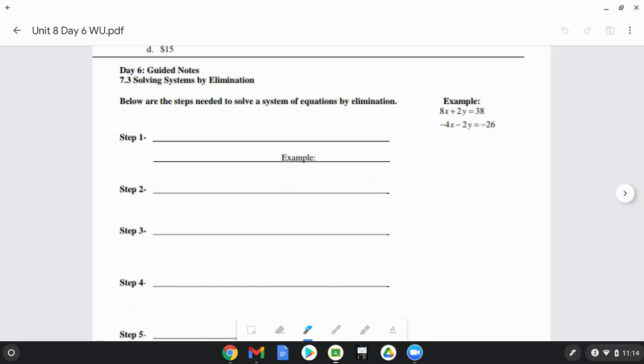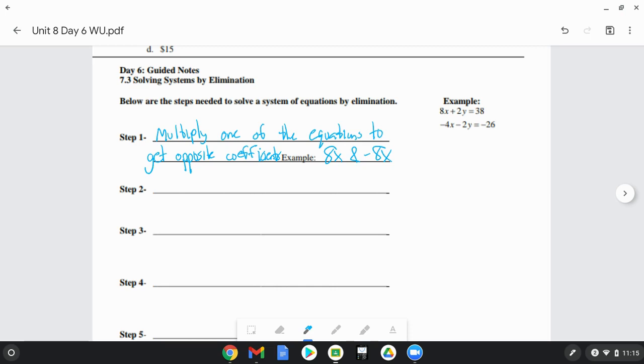So the first step is to multiply one of the equations to get opposite coefficients. So for this first example, on the right side, I see an 8x and a negative 4. Well, I want to get it to be an 8x and a negative 8x. Okay, that way those coefficients that are out front are opposites of each other.